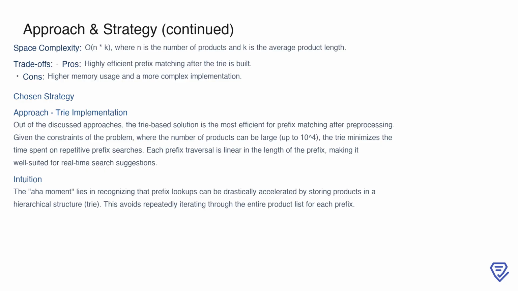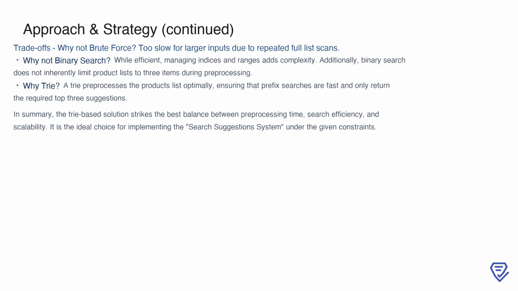By pre-processing the products into a structured format, we minimize the time spent on repetitive prefix searches. With constraints that allow for up to 10,000 products, the tree's ability to efficiently handle real-time lookups becomes invaluable. The key insight here is recognizing that hierarchical organization through a tree can drastically reduce the computational overhead of prefix searches. When evaluating the trade-offs of the different approaches, we can see why the tree-based solution stands out.